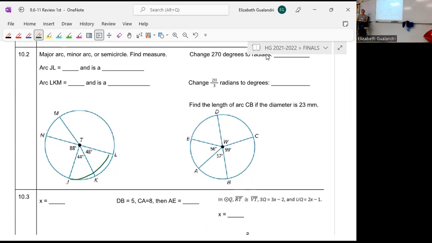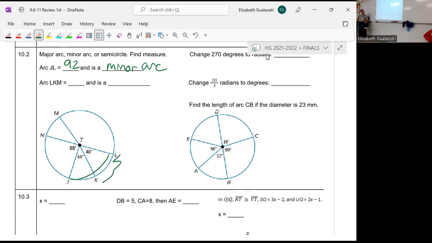Okay, so an arc JL, if I find J and I go to L along the arc there, is equal to the measurement of the central angle. You do 44 plus 48 in that case, that gives you 92. And it is a minor arc because it is less than 180. So you get a minor arc out of that.